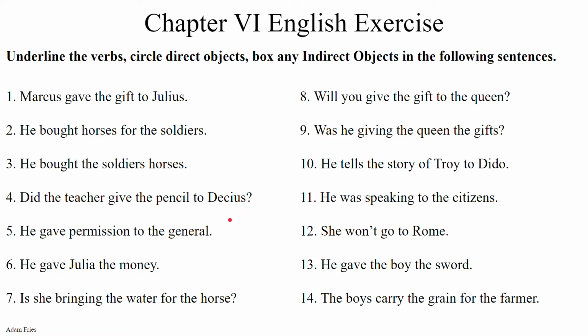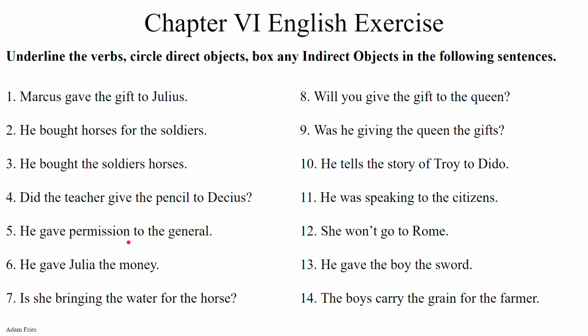5. He gave permission to the general. Underline gave. We're going to ask, what did he give? He gave permission. Circle permission, accusative direct object, box to the general, because that is our dative indirect object, to or for the noun.